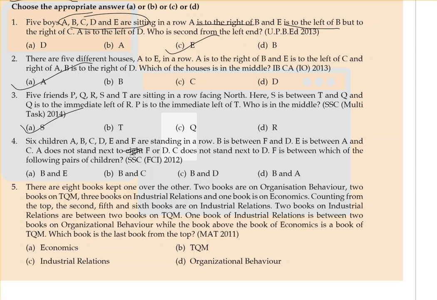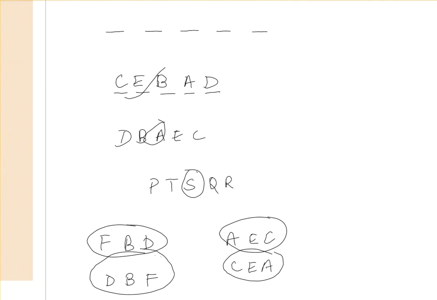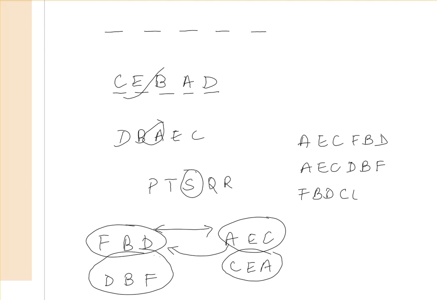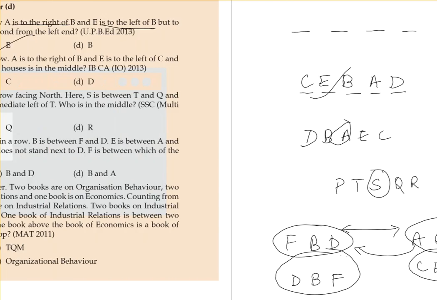A does not stand next to F or D. That means if these two are connected, then A is not going to connect with these. Okay. So either the situation is like A, E, C, F, B, D, or A, E, C, D, B, F, or F, B, D, C, E, A, or D, B, F, C, E, A. Any one of these cases.